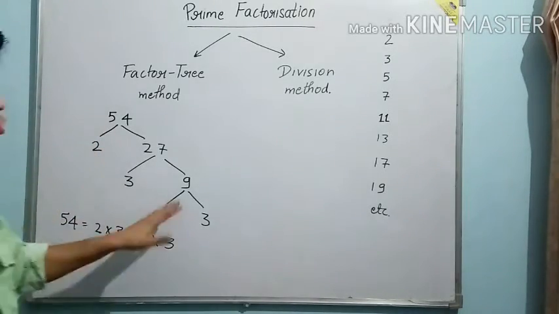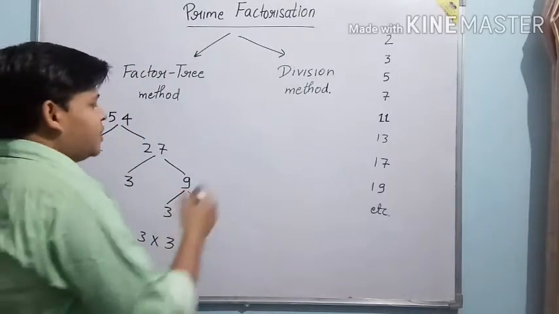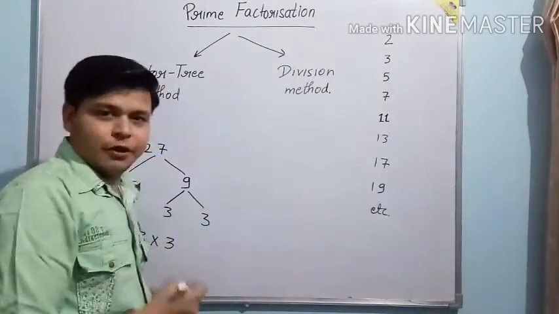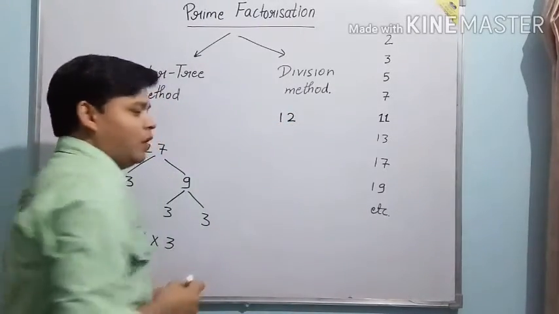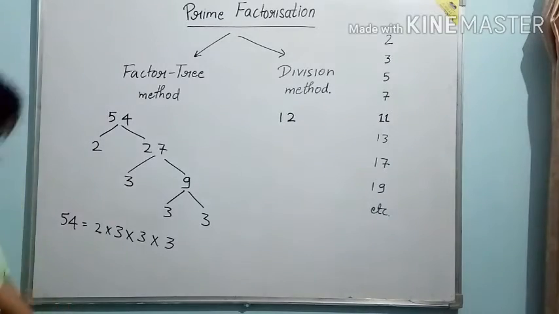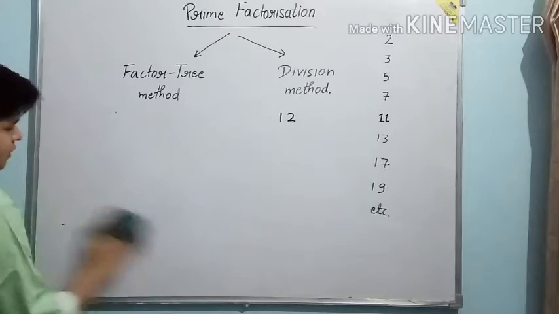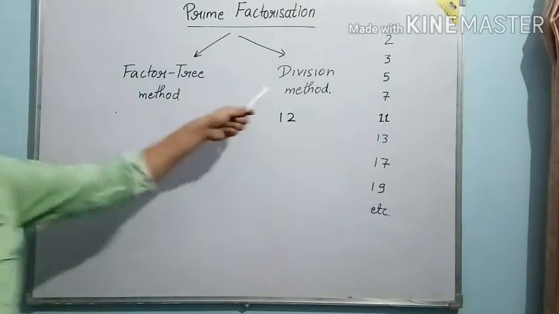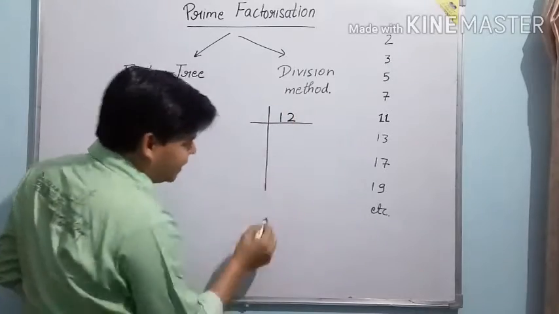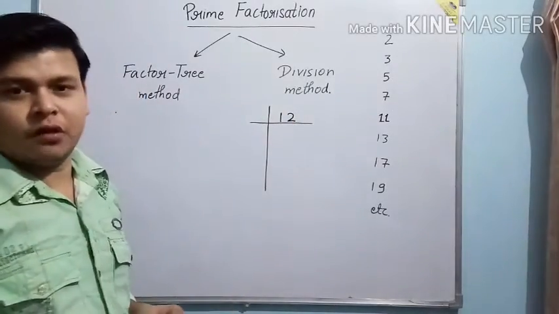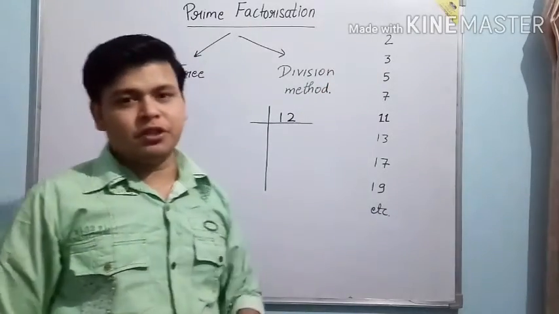Similarly, move to the next method, which is the division method. So what is the division method? I will take the same numbers to make you understand properly. So I am taking the first number as 12. This is very simple. Let me erase this. So what is the prime factorization of 12 by the division method? For this, first of all, you will have to draw one vertical and one horizontal line, right? And now we will start again with the first prime number, which is 2.